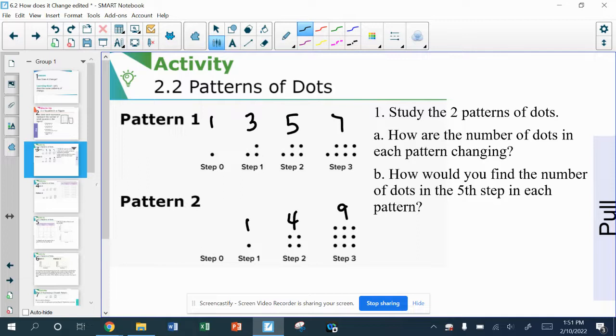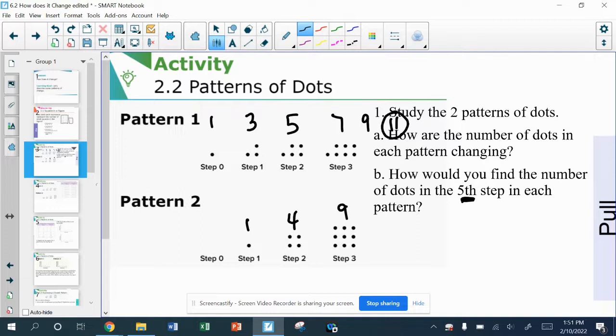When I look at how the dots are changing, in pattern 1, I can see that this is a linear pattern, right? We're adding the same amount every time. It's a constant rate of change. So if I wanted to find the 5th step, I could just continue my pattern. I could say, well, in the 4th step, I would have 9, and then in the 5th step, I would have 11.